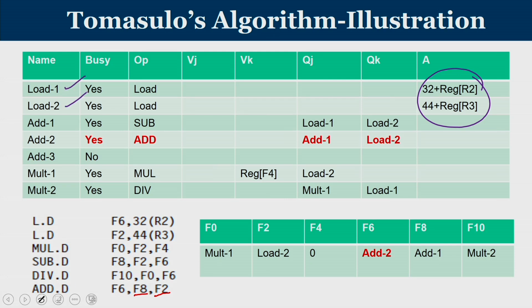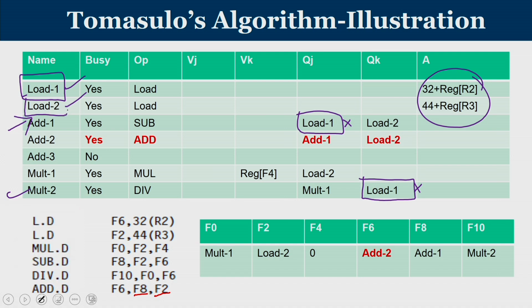The moment load 1 produces a result, this operand will be available to the reservation station of adder number 1 and to the reservation station of multiplier number 2. So both of them are actually waiting for an output produced by load 1. So the moment the first load unit produces the result, these two reservation stations which are waiting for load 1 will get their operands.